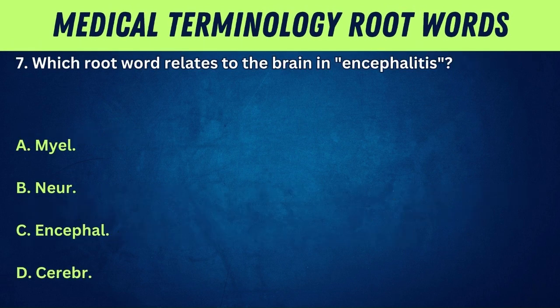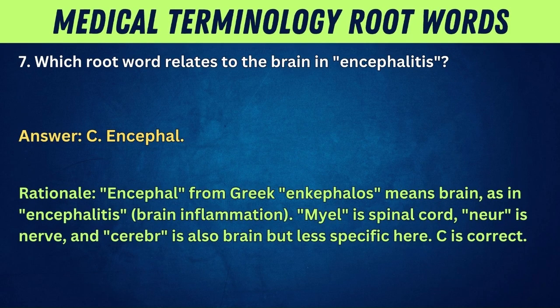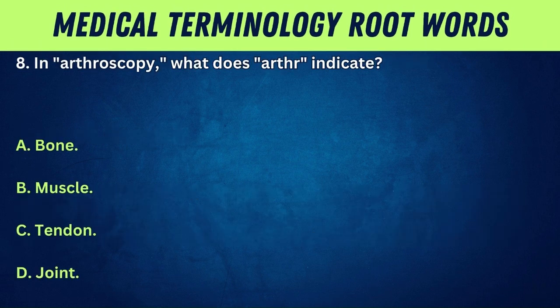7. Which root word relates to the brain in encephalitis? A. Myle. B. Nor. C. Encephal. D. Cerebr. Answer: C. Encephal. Rationale: encephal from Greek encephalos means brain, as in encephalitis, brain inflammation. Myle is spinal cord, nor is nerve, and cerebr is also brain but less specific here. C is correct.